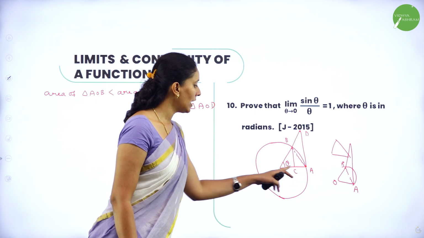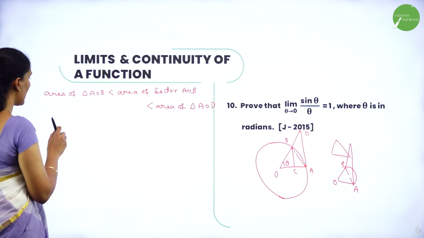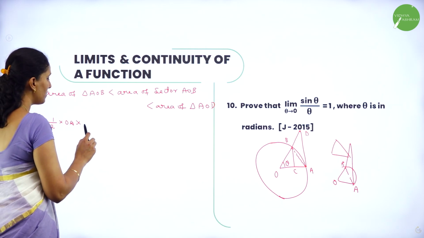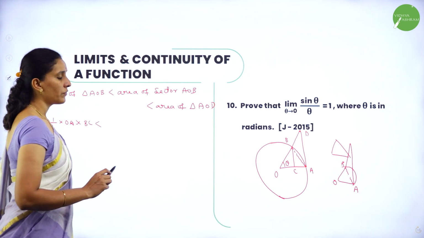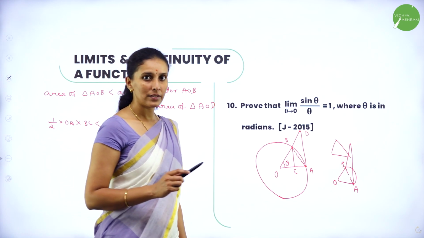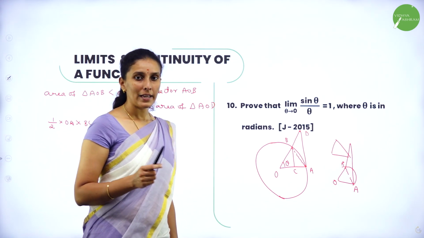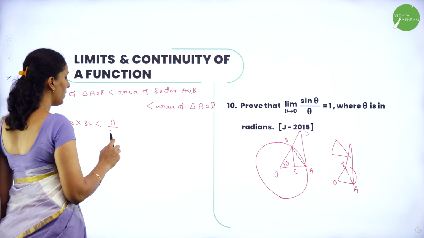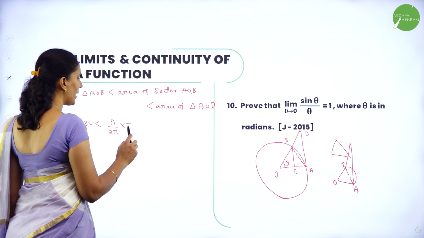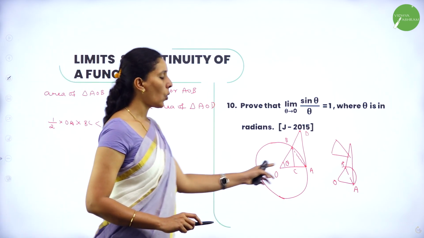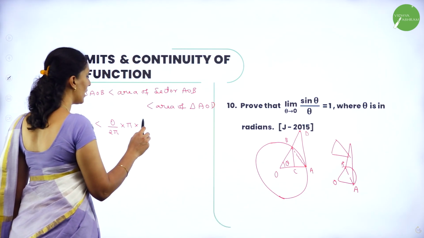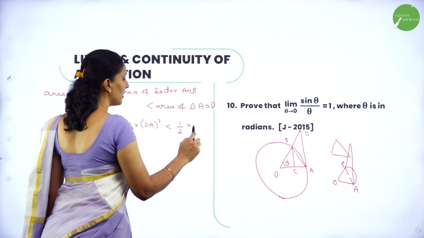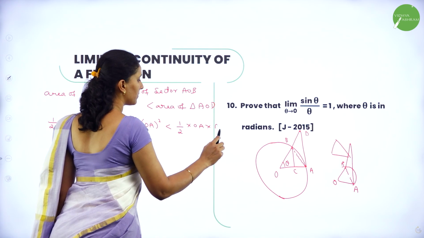Now for the triangle AOB we can write this as half into base is OA, height is BC. Area of sector is given by theta by 360 into pi r square. But here theta is measured in radians, so we'll write theta by 2 pi into pi. Radius we will take as OA square. So we get half into OA into BC less than half OA square theta less than half into base into height.